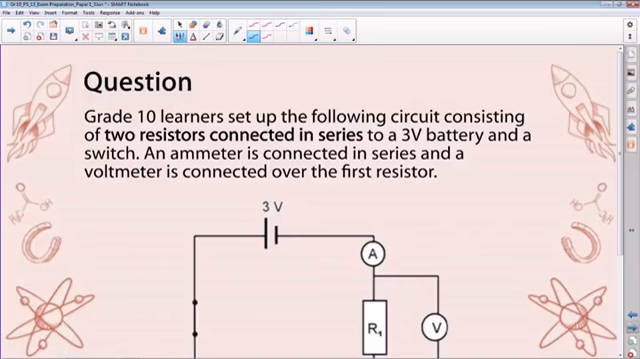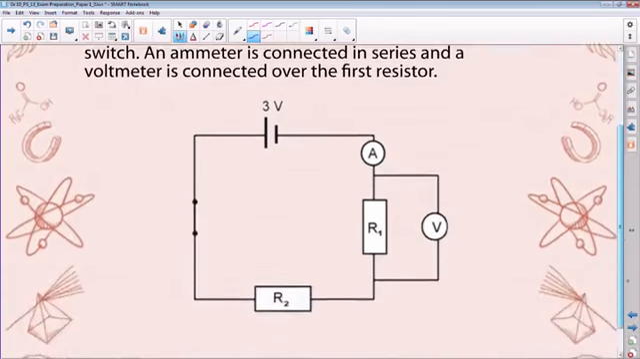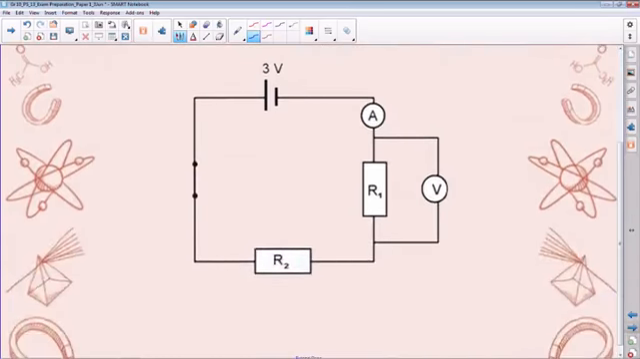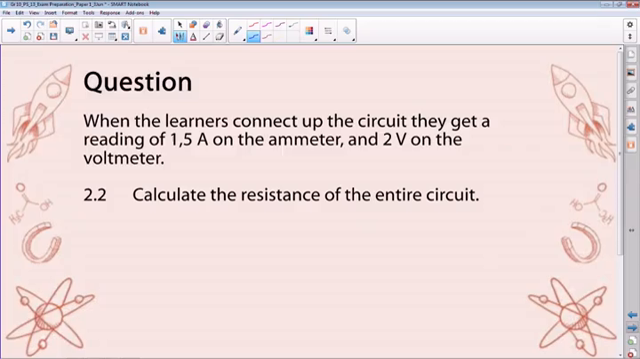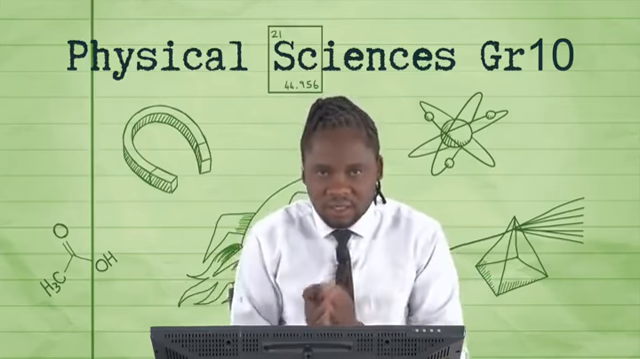Now, the follow-up question on the same circuit, let me check. Right, now calculate the resistance of this entire circuit. Now we're talking about the equivalent resistance. If we were going to take the two resistors and represent them as a single resistor, what resistance would it have? That's what we talk about when we talk about the total or the equivalent resistance in a circuit.